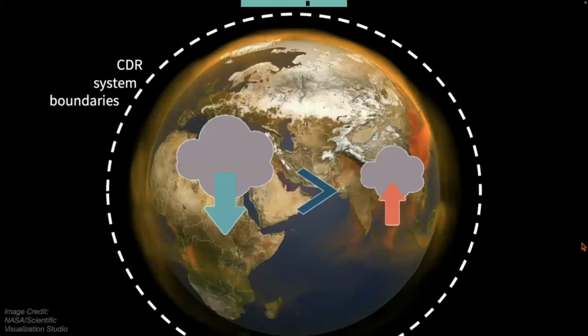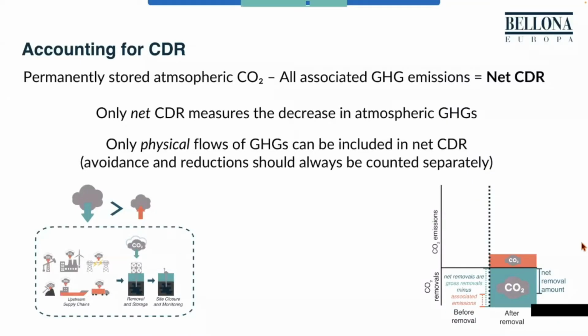Accounting for carbon dioxide must take a life cycle approach that accounts for all emissions associated with a CDR option and implementation, no matter where or when they occur. It is only this net carbon dioxide removal which measures the decrease in atmospheric greenhouse gases, which is the goal of carbon dioxide removal, and it is only physical flows of greenhouse gases that can be included in this net CDR, because as we discussed just now, avoidance and reduction should always be counted separately.